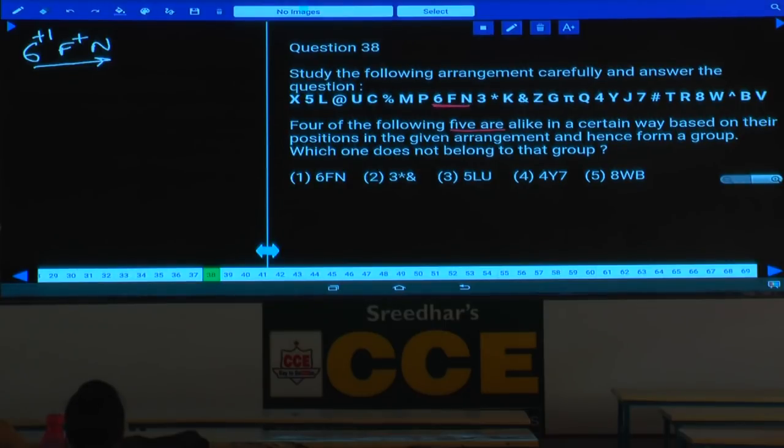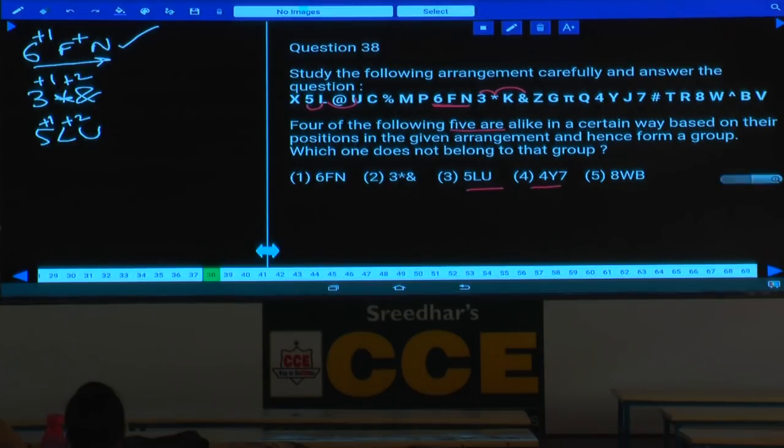Next one, 3, star, N. What is the relation between these 3 elements? Between 3 and star, how many elements are we moving forward here? Plus 1. And between star and N, how many elements are we moving forward? Plus 2. Here it is plus 1, plus 2. Then check out the third one, 5, L and U. Between 5 and L, 5 plus 1 is L, and L and U, L plus 2 is U, plus 1 plus 2.